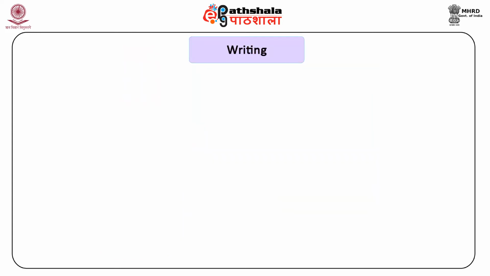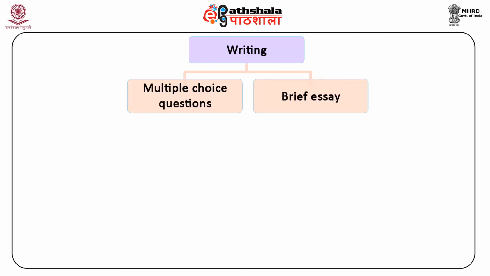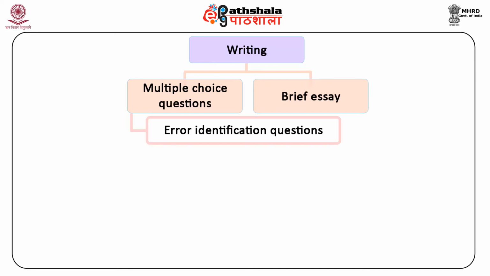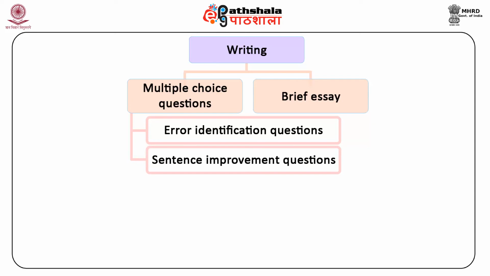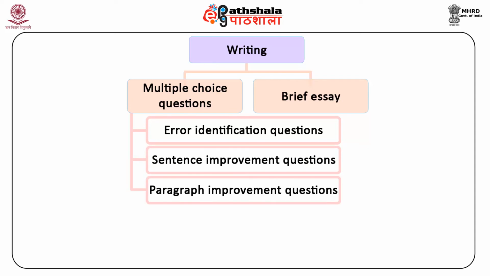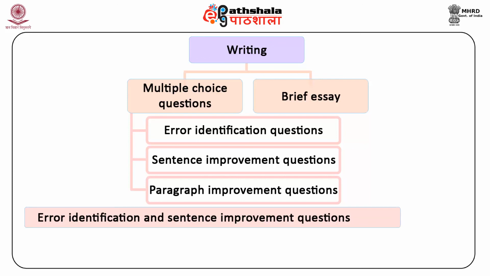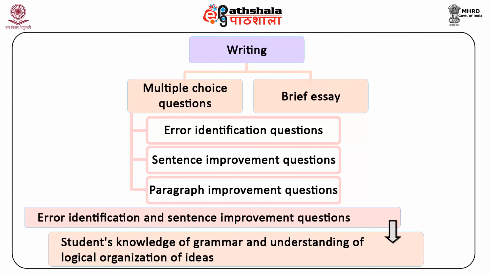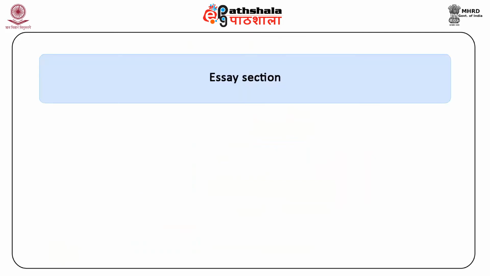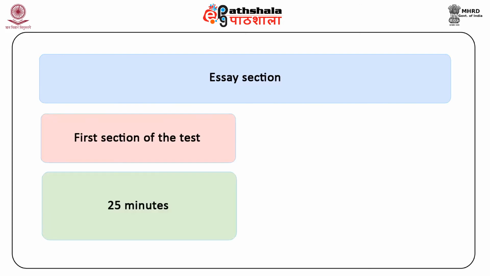Writing. The writing domain includes multiple choice questions and a brief essay. The multiple choice questions include error identification questions, sentence improvement questions, and paragraph improvement questions. Error identification and sentence improvement questions test the student's knowledge of grammar and the student's understanding of logical organization of ideas. The essay section, which is always administered as the first section of the test, is 25 minutes long.